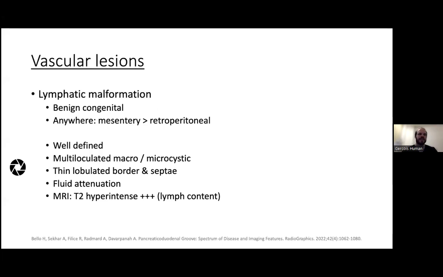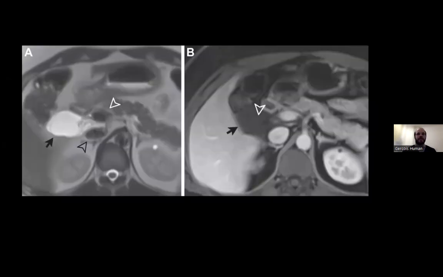Then vascular lesions. So we've got lymphatic malformations that are benign. They can actually originate anywhere, but they are more common in the mesentery than the retroperitoneum. They're well-defined lesions, and the imaging will be multiloculated with either macro or microcystic regions. They have a thin border and thin septae, and they have fluid on the inside with very bright T2 signal, as I will show you now.